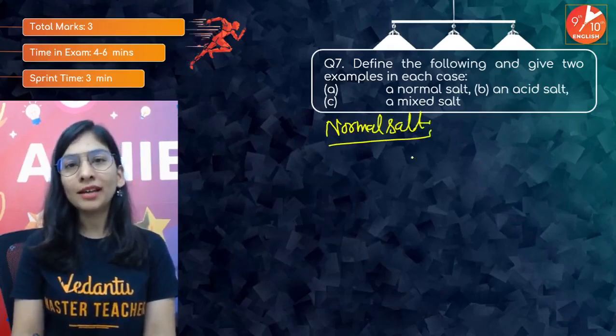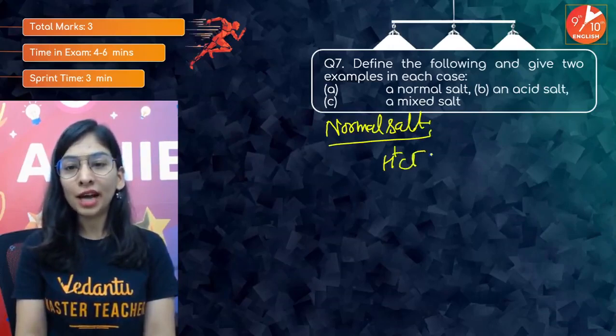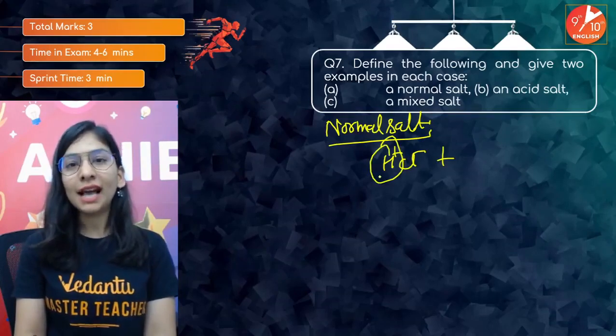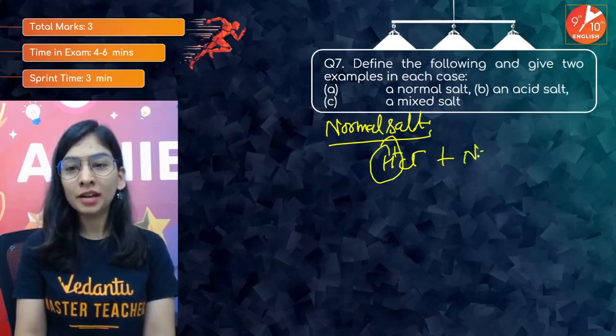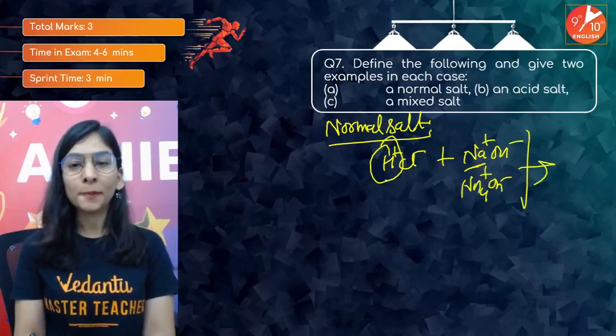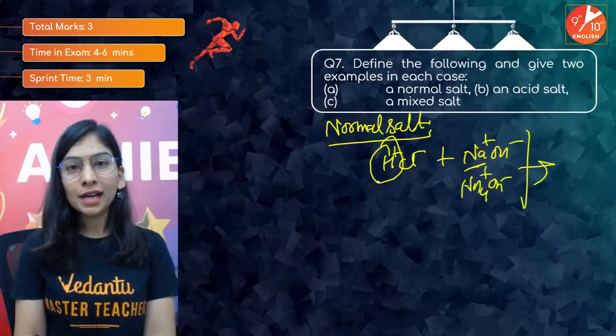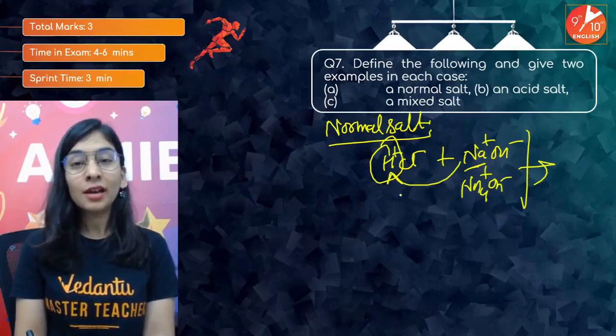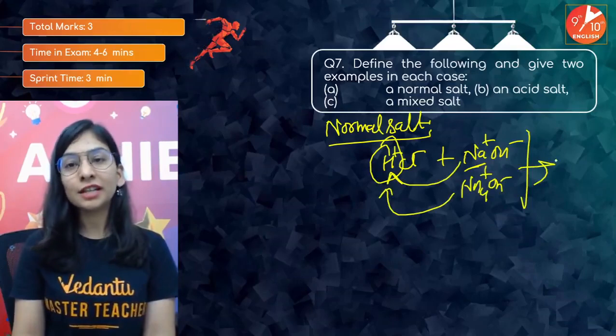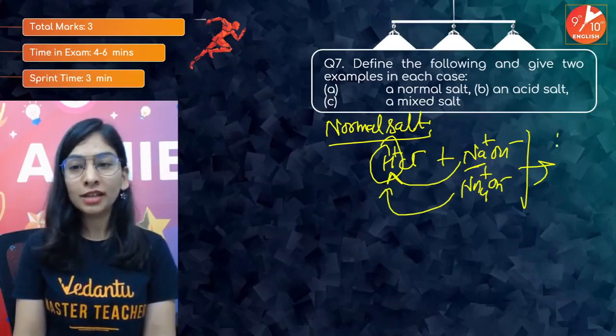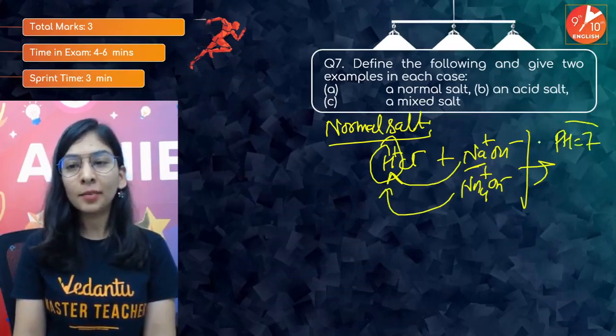Normal salt is the one in which all of the H ions are totally ionizable and totally replaced by your metal ion or ammonium ion, as far as we talk about your book. Okay? All of the H ions will be totally replaced by your metal ion or ammonium ion. So the resultant salt will be the one that is a normal salt. Normal salt in general has a pH of 7.